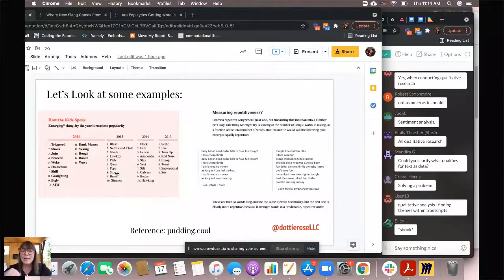But what I think is kind of cool here is taking a look at some words about music, and how both are 52 words long and use the same 23-word vocabulary, but the first one is clearly more repetitive because it arranges words in a predictive and repetitive order. Now, I find that interesting because the music industry is so heavily driven by input from listeners, and how listeners like to listen to music, something kind of jazzy and snazzy that we can pick up really quickly.